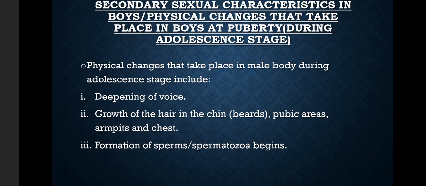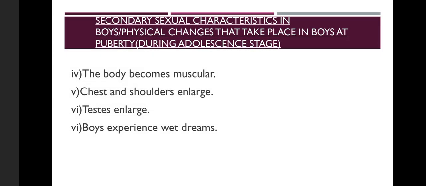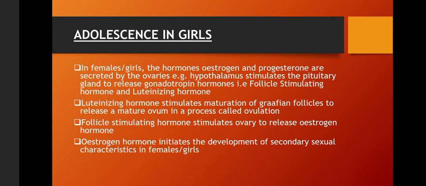Change number three is that during puberty, there will be formation of sperms that will begin. The sperms, we also call them spermatozoa. Then change number four that will occur in boys during puberty is that the body will start becoming muscular. Number five, the chest and shoulders will enlarge. Number six, the testes will also enlarge. And finally, number seven, the boys will start experiencing wet dreams. With that, we are done with the adolescence stage in boys.